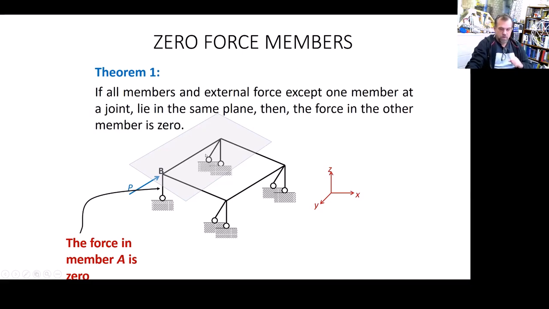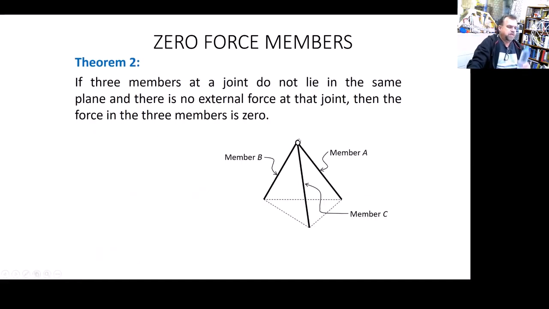So theorem number one: if all the forces and bars are in the same plane and only one is sticking out of the plane, is not contained in that plane, that bar should be a zero force member. And the second theorem is similar to that one. If you have in a joint two, and only two, non-collinear members, both are zero. Same thing happens here, but now we are talking about space, so it's not two, it's three.